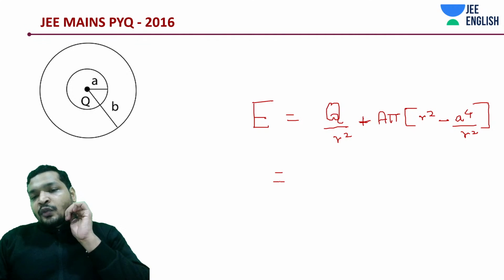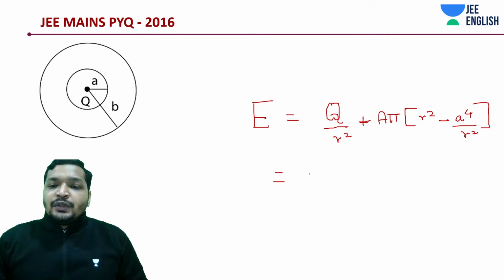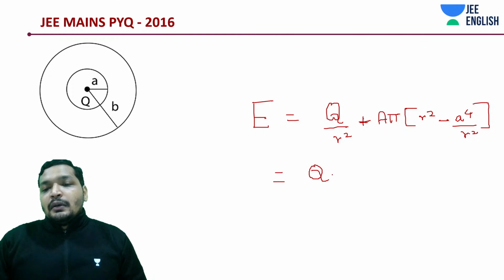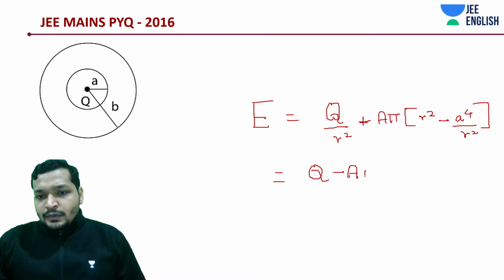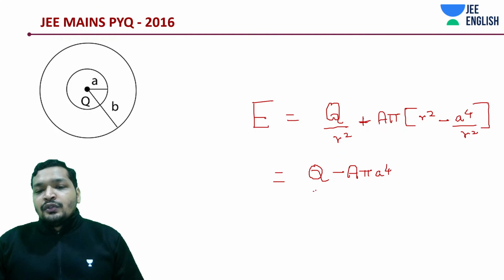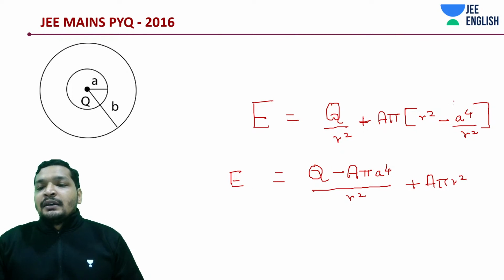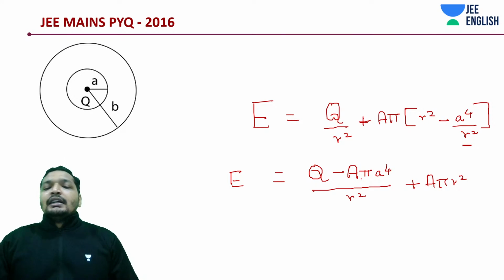So one thing we know over here is this would be like Q plus of, not 2, I guess it's just 1. So Q minus A pi. Can I write down something like this? A pi A to the power 4 divided by R square plus of A pi R square equal to E. It just rearranges the terms. This has been brought to this side and it has been done.